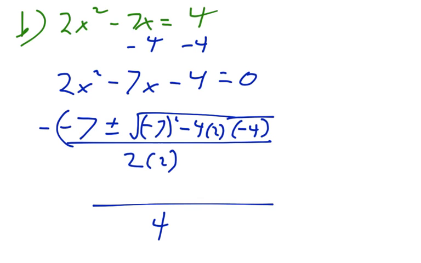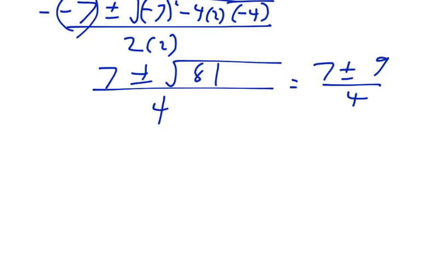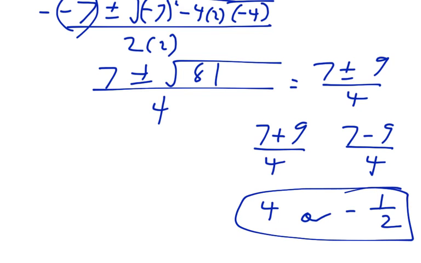And by the way, this should have been two negatives, and that's how I got +7 plus or minus the square root of 81. And we should know that the square root of 81 is 9. So I got 7 plus or minus 9 over 4. So 7 plus 9 is 16, divided by 4 is 4. 7 minus 9 is -2, divided by 4 is -1/2, or -0.5.